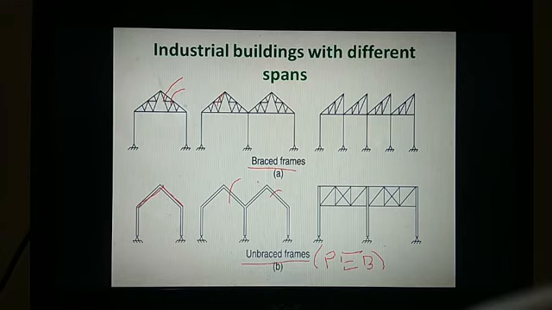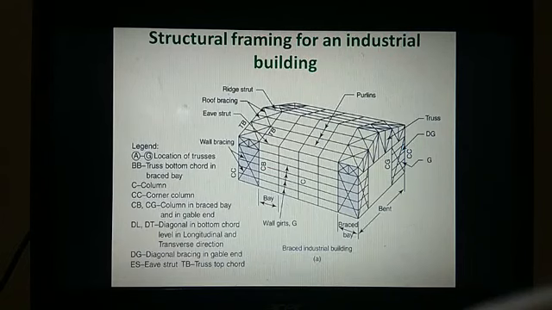This design is not there as far as the syllabus is concerned, but we are going to design the braced frames. These are the regular industrial buildings with different spans, but majorly nowadays in real applications people are using unbraced frames only. Unbraced frames can accommodate more spans and so on, right?